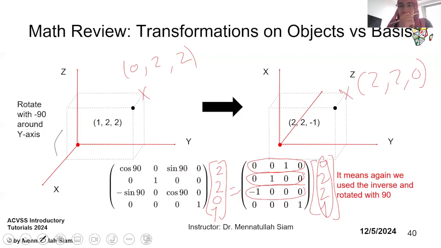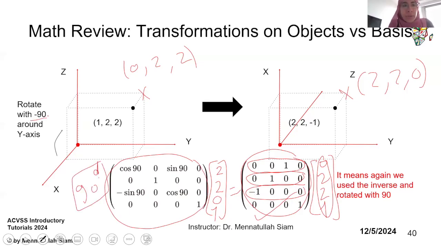So you see this, which is the rotation around the y-axis with 90, not negative 90, with 90 degrees. So we did the inverse of what we started with. We started with transforming the coordinate system itself with negative 90, and ended up applying a rotation of 90 on all the object points to get the correct transformed points, okay? So this is how transformation on objects differs from basis. We are always using the inverse when we're transforming the coordinate system itself.